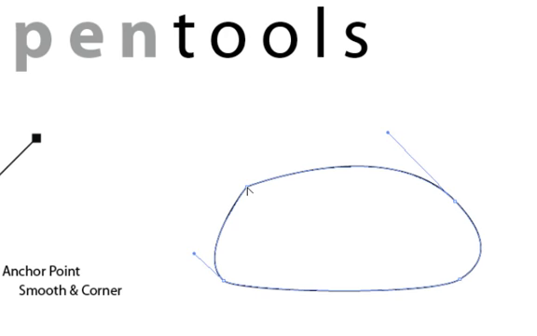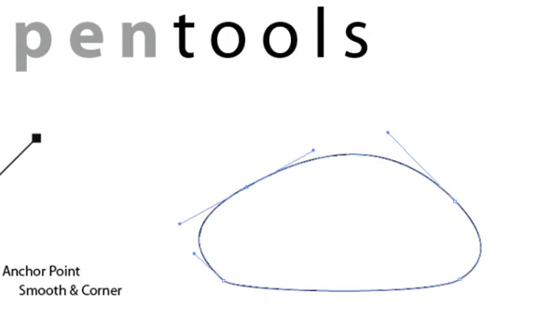Make sure I'm right on it. And if I click and hold and drag, it is now a corner point, and I'm able to make it curved again. So very, very useful there. You can access the convert anchor tool or the anchor point tool as you're creating an object.